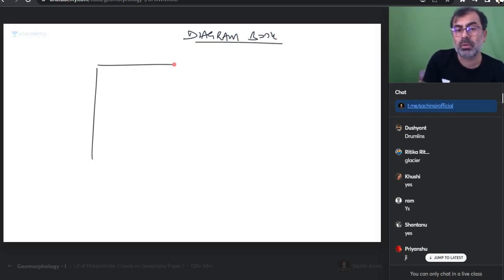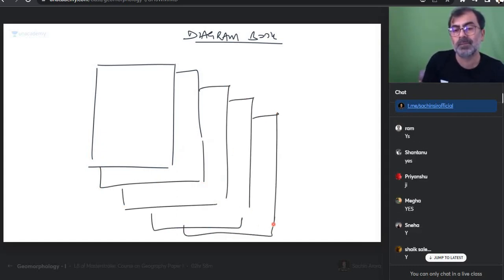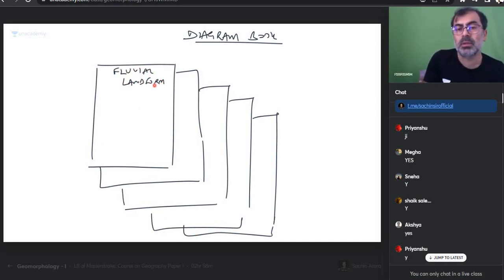You're going to make a diagram book. Again, as I told you, just like a map book. Remember, एक map book याद है? या नहीं किया इस बैच में भी? map book नहीं किया होगा. Fluvial landforms. यहाँ पर लिस्ट देना 1, 2, 3, 4, 5.